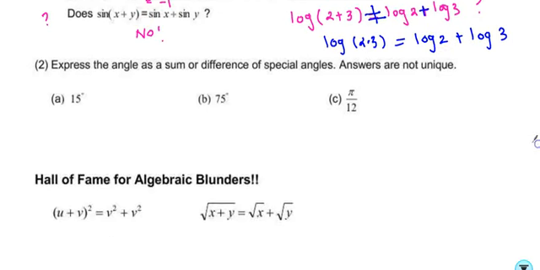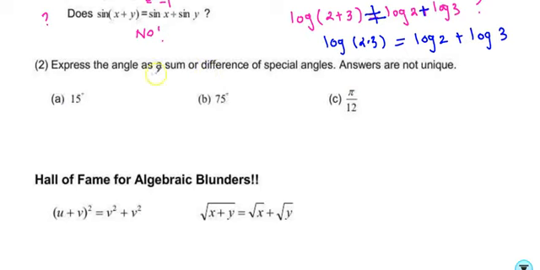Here is 15, 75, pi over 12. These numbers are not on the unit circle. So how do we use unit circle angles to evaluate sine of 15 degrees? I'm not talking about putting it in the calculator; this is without using a calculator. How do you evaluate sine of 15? Clearly on the unit circle 15 degrees is not there.